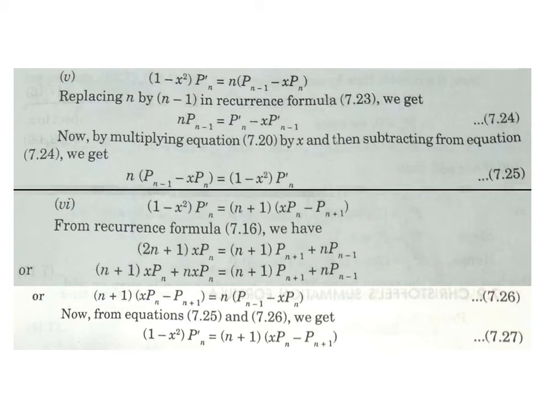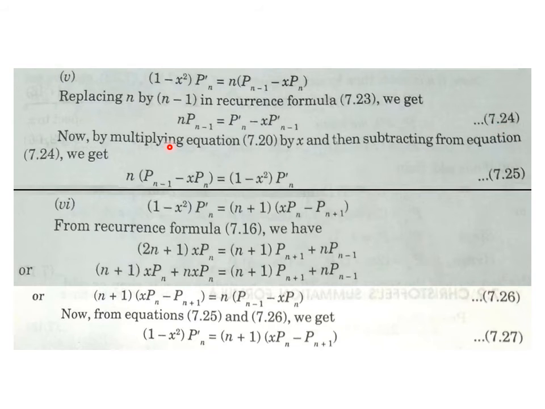Now we start the derivation of the remaining two recurrence relations, that is recurrence relation number 5 and recurrence relation number 6. First of all, while deriving recurrence relation number 5, from where are we starting? Recurrence formula 7.23. Do you remember? It is nothing but the fourth recurrence relation. So we are utilizing the previous recurrence relations continuously, which we already derived. In the fourth recurrence relation, we are just replacing n by n minus 1. So we obtained one equation, 7.24.